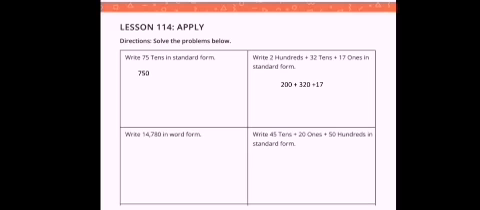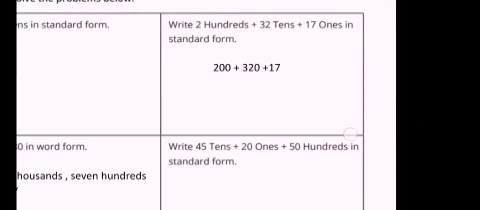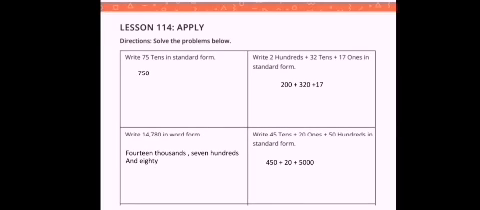Question number 3. Write this number in word form. So what is this number? This number is 14,780. Question number 4. Write 45 tenths plus 20 ones plus 50 hundreds in standard form. When we write 45 tenths, it will be 450. Plus 20 ones, it will be the same, 20, plus 50 hundreds, that means 5,000.